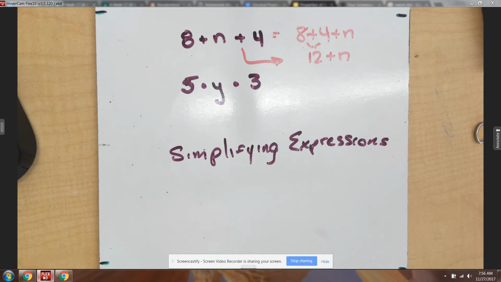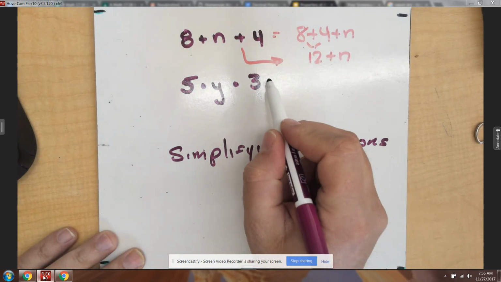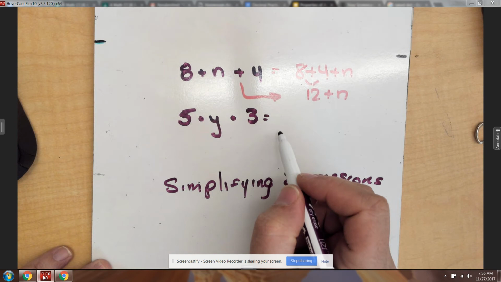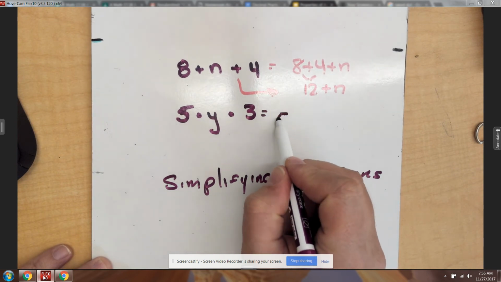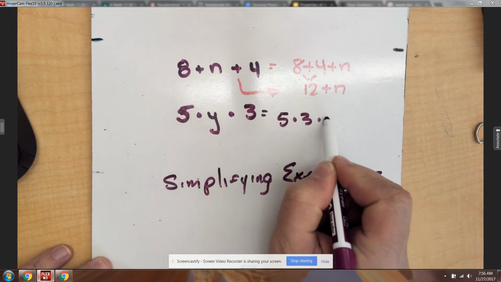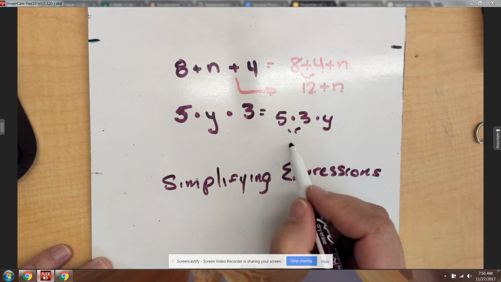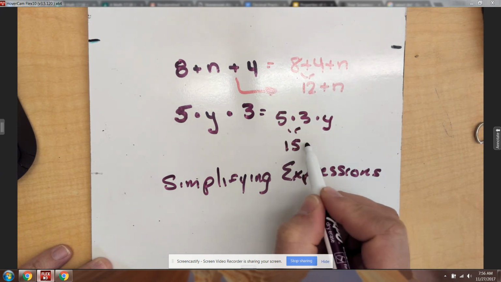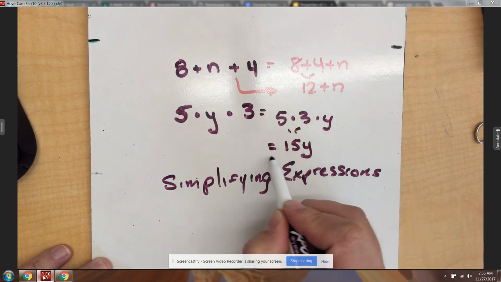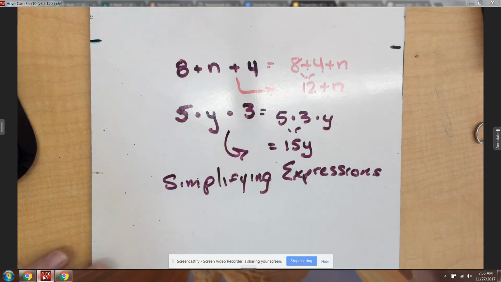So that's how we simplify expressions using the commutative property of addition. And the same thing works with the commutative property of multiplication. Okay? If I change the order of the factors, and then I get 5 times 3 is 15 times y, or 15y. So these two expressions are also the same expression, except we were able to simplify them by using the commutative property of multiplication.